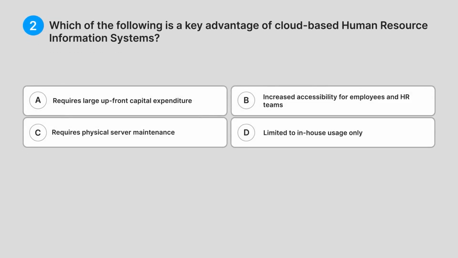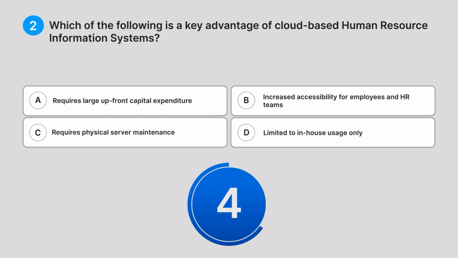2. Which of the following is a key advantage of cloud-based human resource information systems? A. Requires large upfront capital expenditure. B. Increased accessibility for employees and HR teams. C. Requires physical server maintenance. D. Limited to in-house usage only. Do you know the answer?